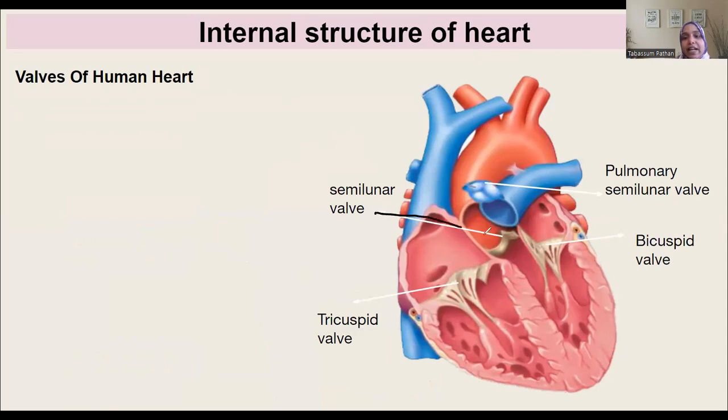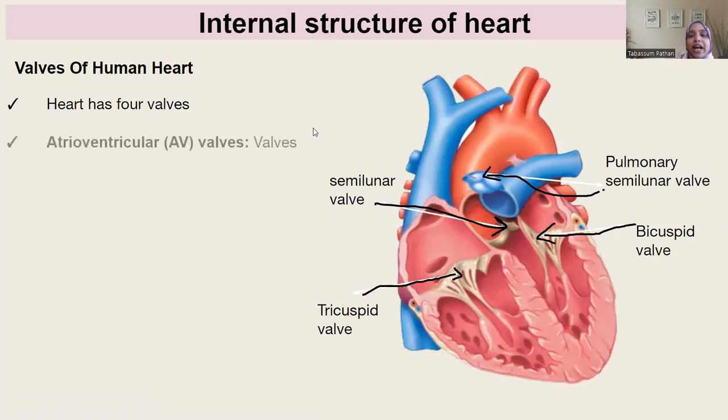So you have the semilunar valve over here, and the pulmonary valve over here. Then one valve over here, which is known as the tricuspid valve, and another valve over here, which is known as the bicuspid valve. So these are the four valves that you need to know.